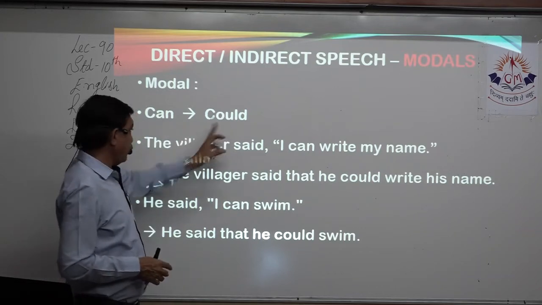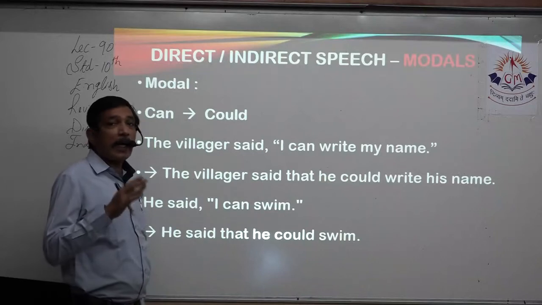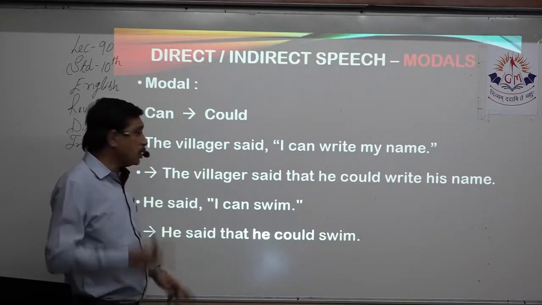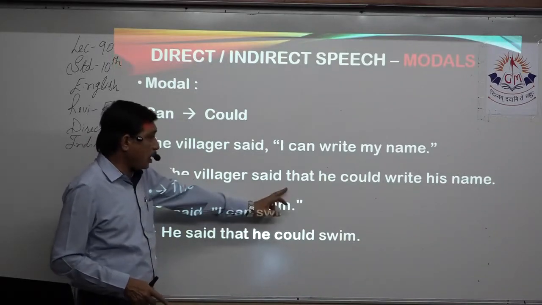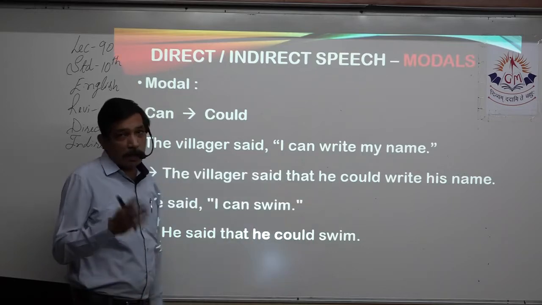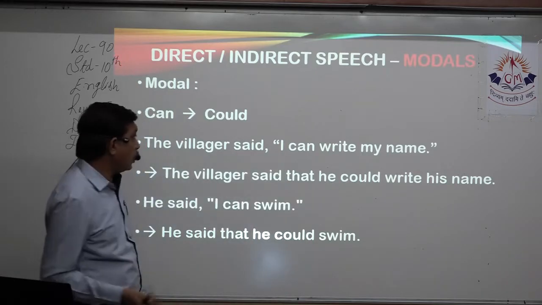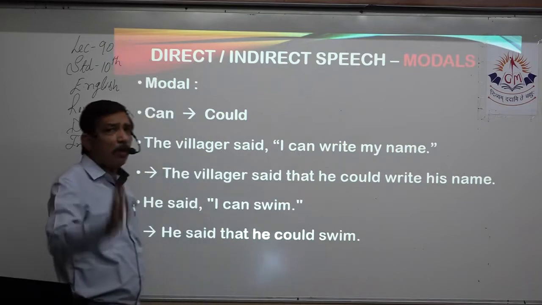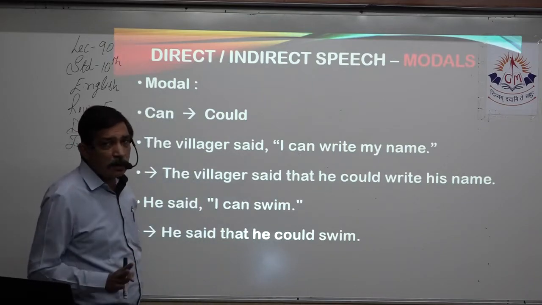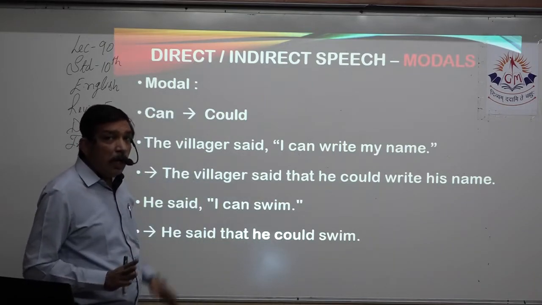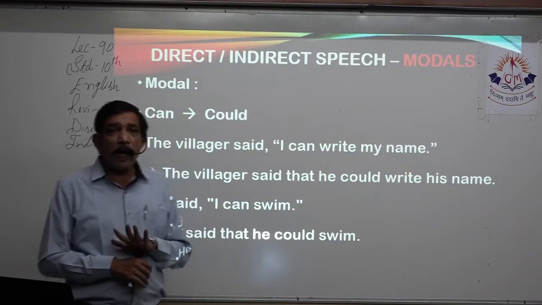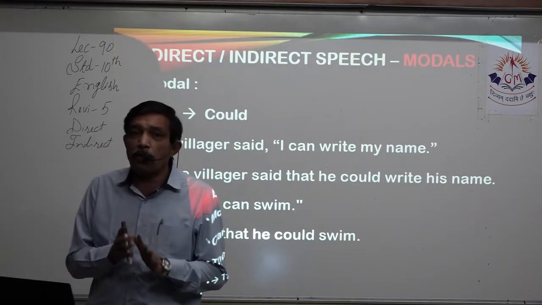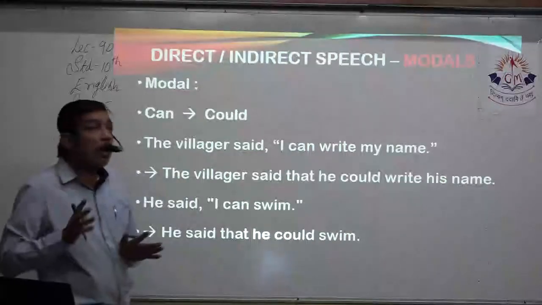Can becomes could. The villager said, "I can write my name." There will be only one change. See, the villager said that, I becomes he, which is understood because pronoun becomes person. Can becomes could. That is the only change we have to do in the entire sentence. Right? So direct and indirect is not quite hard. You must know what you have to do, otherwise you'll get confused with your own work.